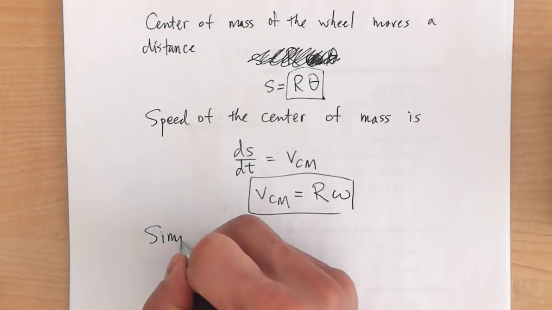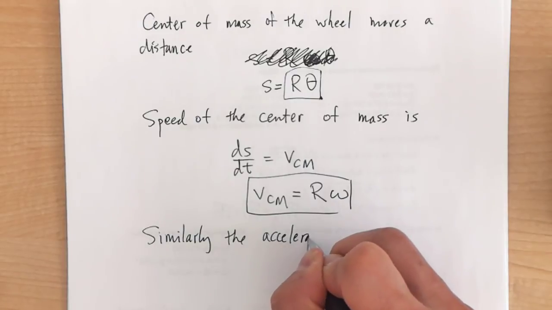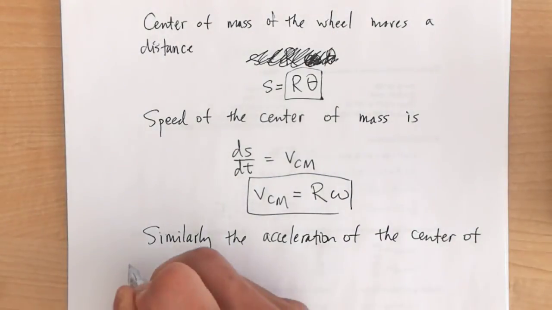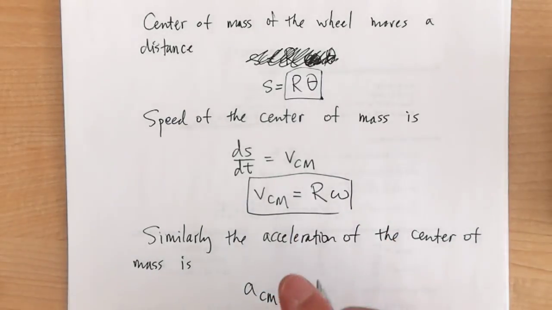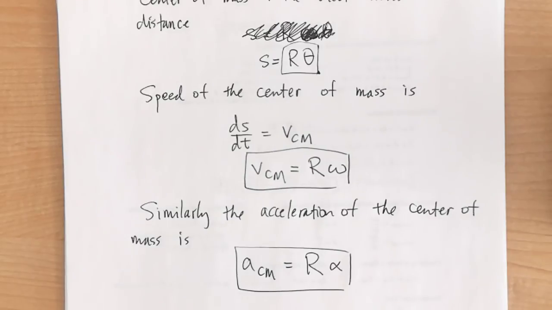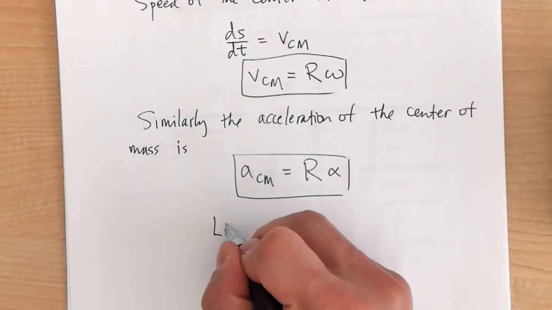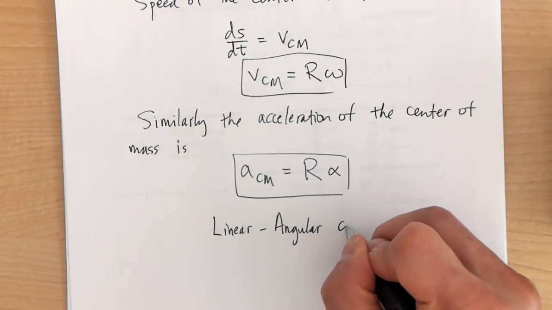Now, if you want to talk about the acceleration of the center of mass, similarly there's a very simple formula. The acceleration of the center of mass will again just be r, the radius, times the angular acceleration. You just multiply by a factor of the radius. Okay, now recall that there are all these formulas that you can use for the linear angular correspondence. Remember I did this in class before.